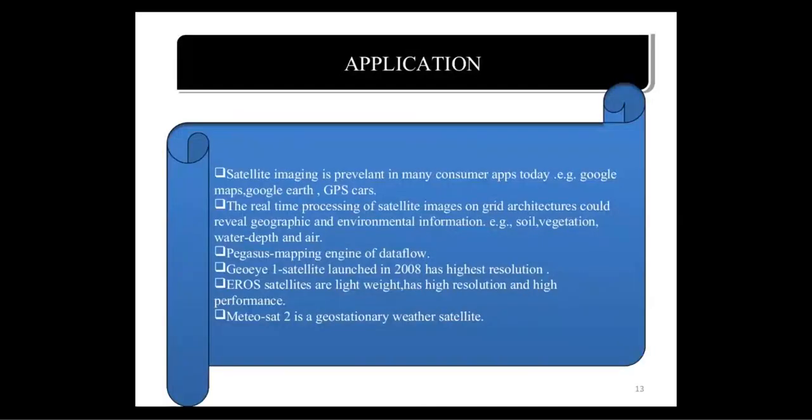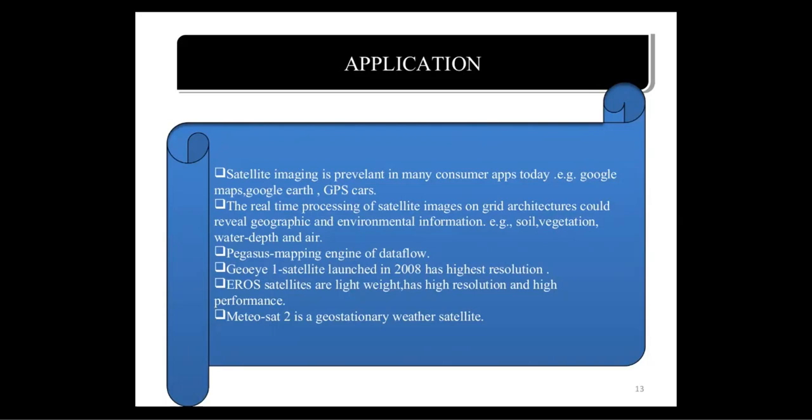Applications: satellite imaging is prevalent in many consumer apps today, for example Google Maps, Google Earth, and GPS cars. The real-time processing of satellite images or grid architectures could reveal geographic and environmental information, for example soil vegetation, water depth, and air.